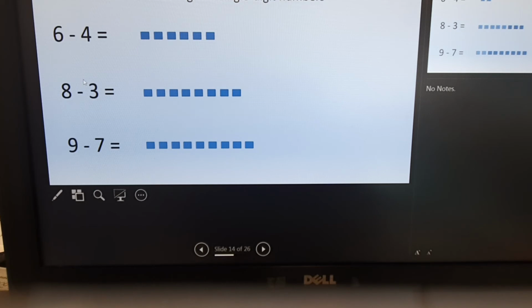So 6 take away 4 would leave us with 2. You can show this in your work by putting a single line through and crossing out the ones that you have taken away. I want you to pause the video now and have a go at doing that for the next 2 calculations. 8 take away 3 and 9 take away 7.